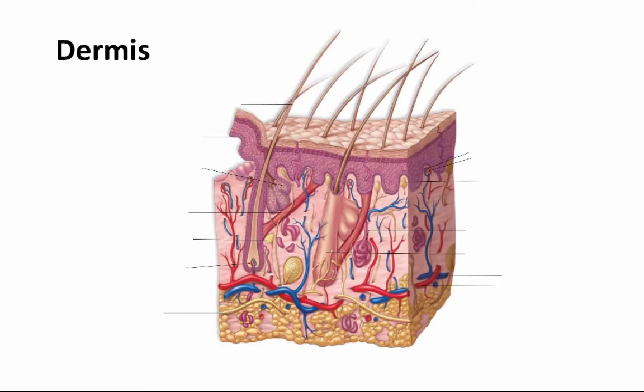So let's label this image of the dermis and see what all is in here. These two are pointing to a capillary bed, right? And notice that there are no capillaries in the epidermis. So those cells are dependent on diffusion of goodies and removal of waste on the capillary beds in the dermis. We've got a whole variety of different sensory receptors. There are lots of different shapes of these depending on what they do.